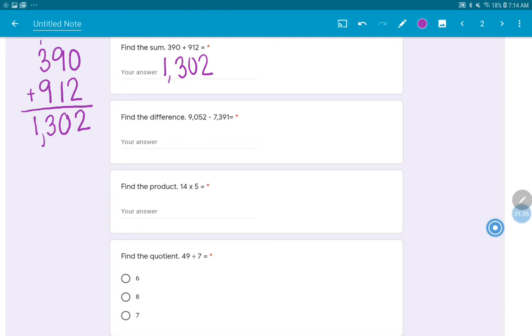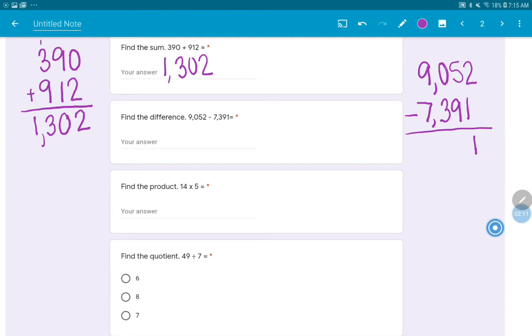Next, we need to find the difference of 9,052 minus 7,391. So I'm going to line my place values up again. 9,052, 7,391. 2 minus 1 is 1. Next, I have 5 minus 9. I can't do that, so I need to do some regrouping.